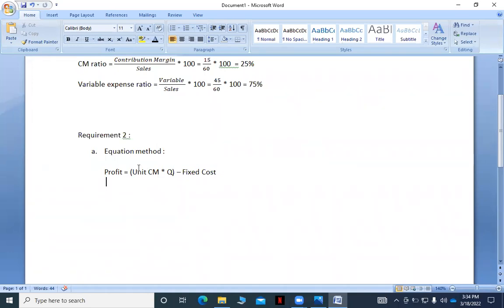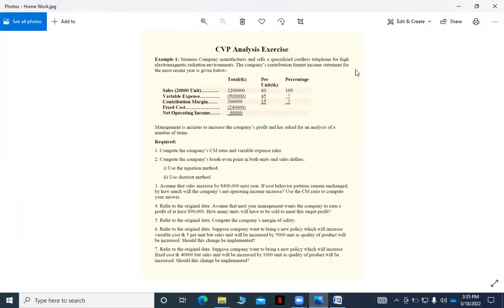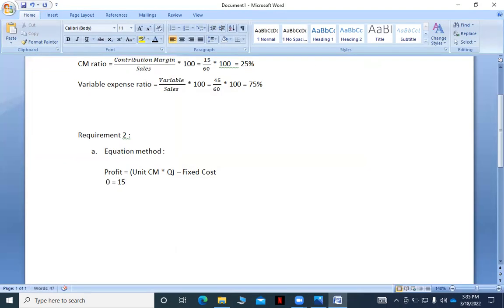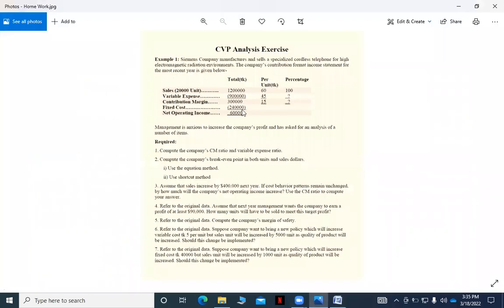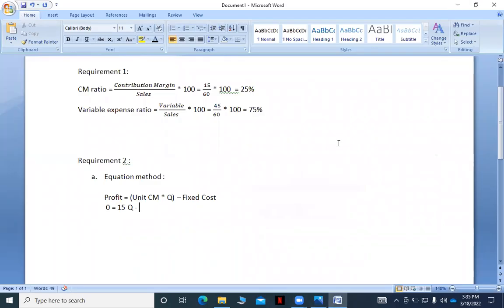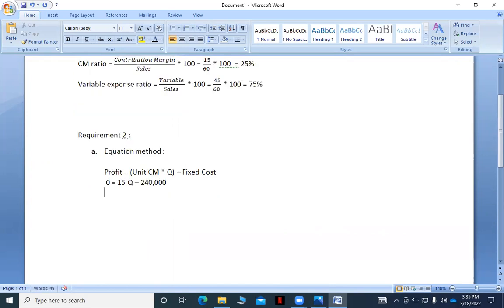Okay. So here we know profit is zero. If it is break-even point, there is no profit, so we keep profit equal to zero. And we know the unit CM, or unit contribution margin, is 15. So from the question, we write 15Q. We don't know the value of Q, we have to calculate the Q value, minus fixed expense. Here the fixed expense is given in your question. Fixed cost is 2,40,000. So we write here 2,40,000. Then you can change the side. 15Q equals 2,40,000, or we can write Q equals 2,40,000 divided by 15.